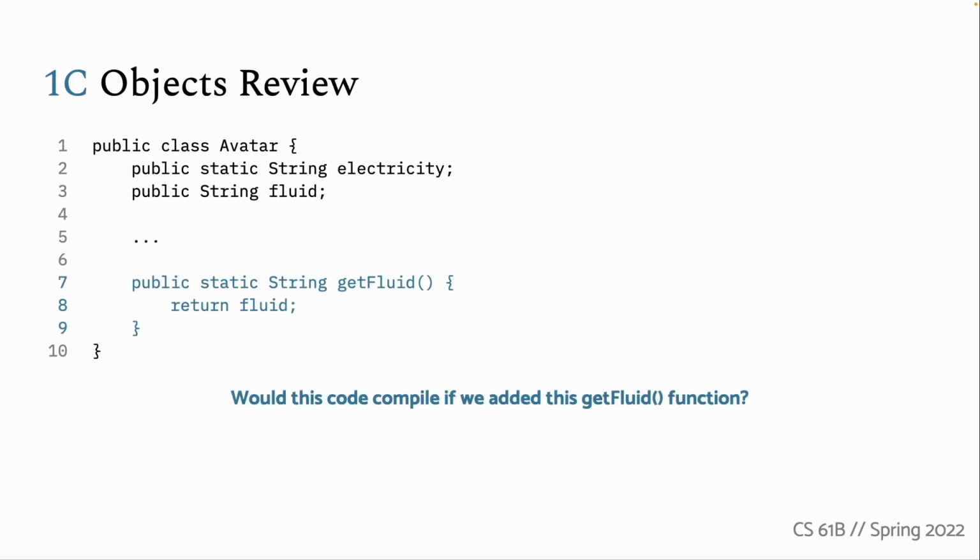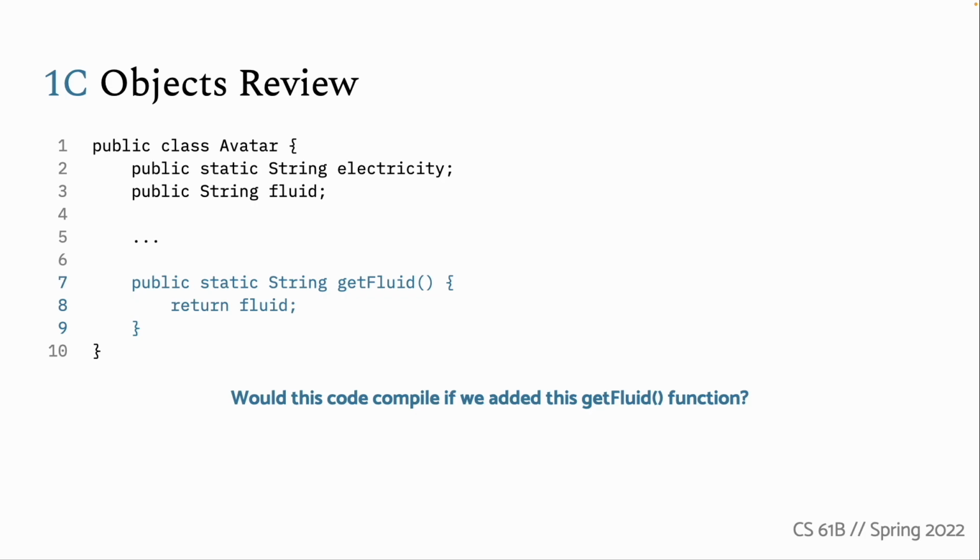Okay, last part of this problem, let's talk about 1C. So would this code still compile if we added this getFluid function? I'll give you a minute to think about it. Okay, so coming back to this, very similar to our last problem, it would not. And the reason is because it's a static function, right? So static functions only have access to the static variables and functions of that class.